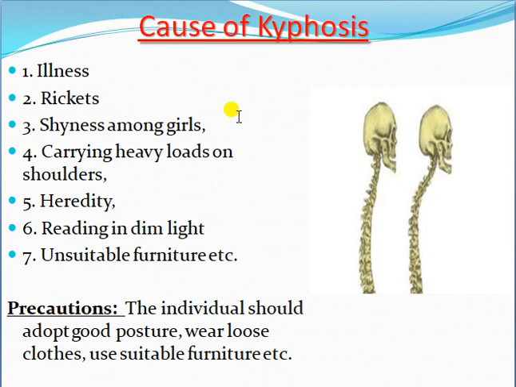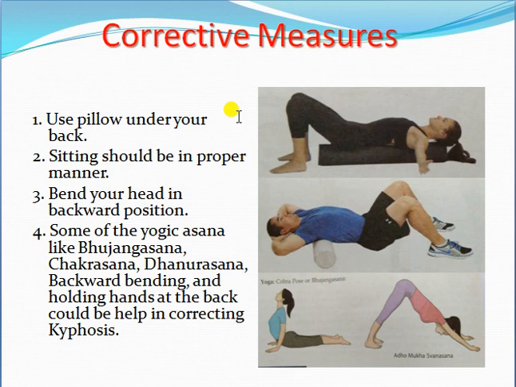Okay, what are the precautions? The individual should adopt good posture, wear loose clothes, and use suitable furniture. We can keep these things in mind to avoid this kind of postural deformity. Next are corrective measures for kyphosis. Number one is to use a pillow under your back. Whenever you are sleeping, you can put a pillow under your back in the upper part.